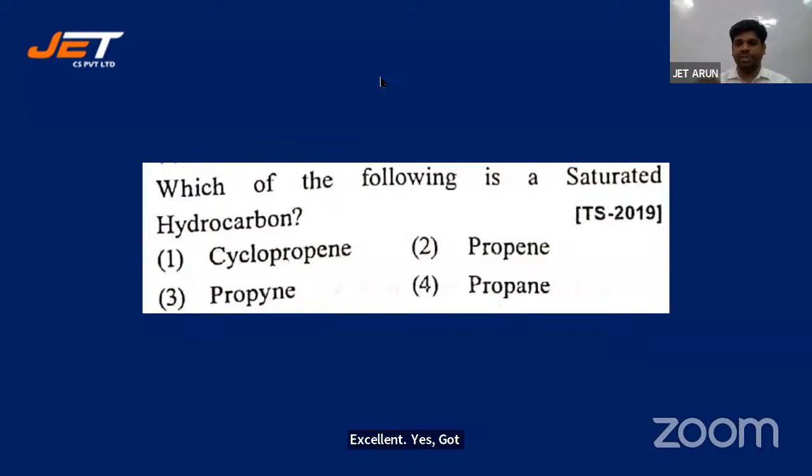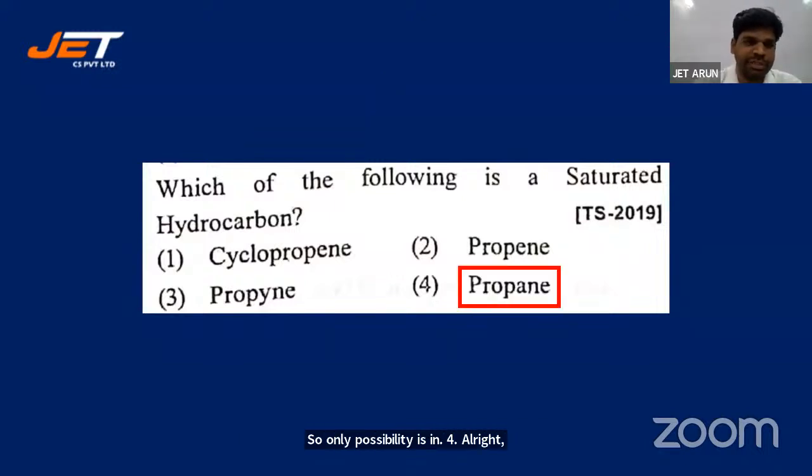Ene is for alkene and ine is for alkyne, right? So 1, 2, and 3 have got ene or ine. So the only possibility is ane, which is option 4. All right, that's right. 4 is absolutely right, students. Good.